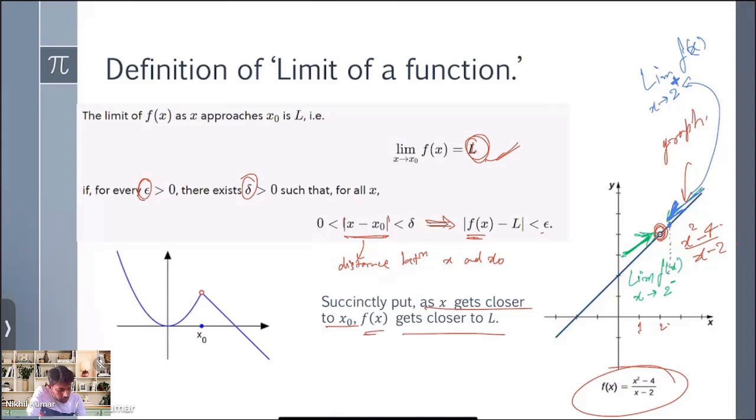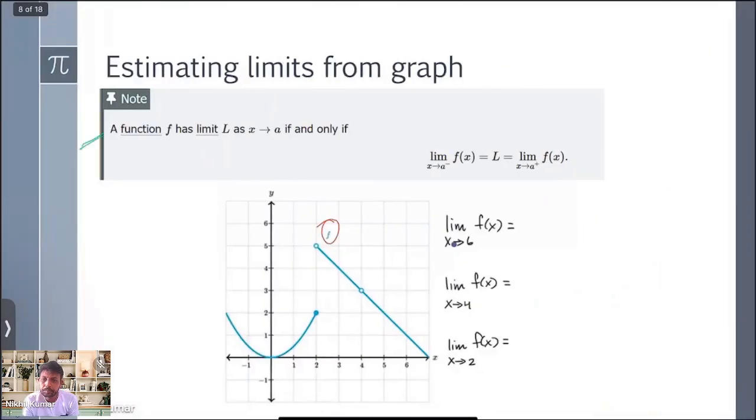So this place is 2 plus, and this green dot, this place is 2 minus. Okay, so when do we say that the limit of a function exists? When you get the same number by approaching it from the left side and from the right side. When you get the same value by approaching it from the left side as well as from the right side. And that's what is summarized here.